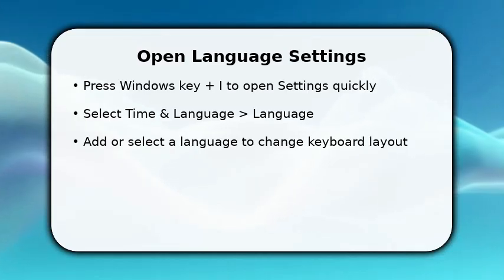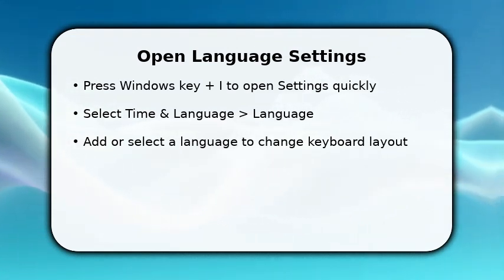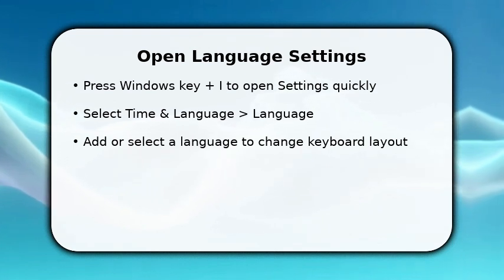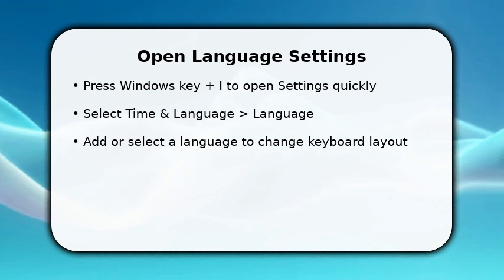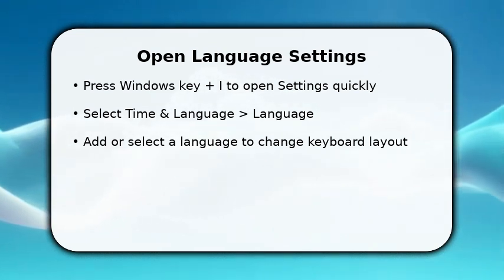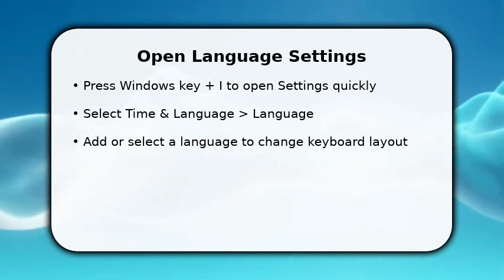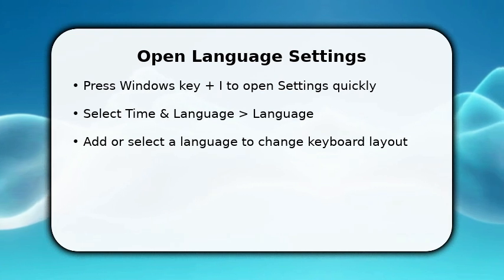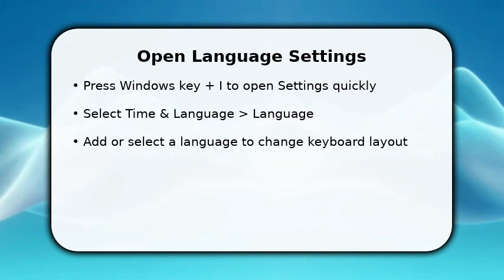You start by opening Settings because keyboard layouts are managed there. Press Windows key plus I, then choose Time and Language and Language. Once done, you add a language if needed or select an existing one to change its keyboard. Make sure to click Options for that language to view installed keyboards. This shows why you need the language entry. Keyboard layouts attach to languages, so changing here updates input choices system-wide and prepares you for the next step.